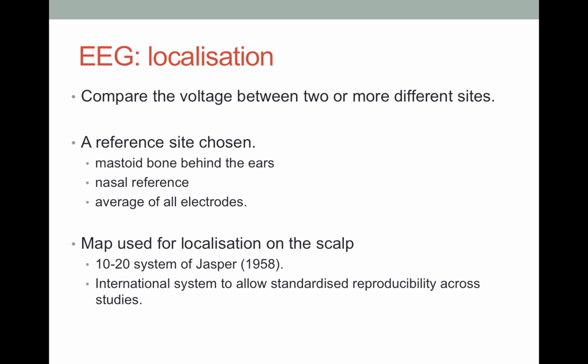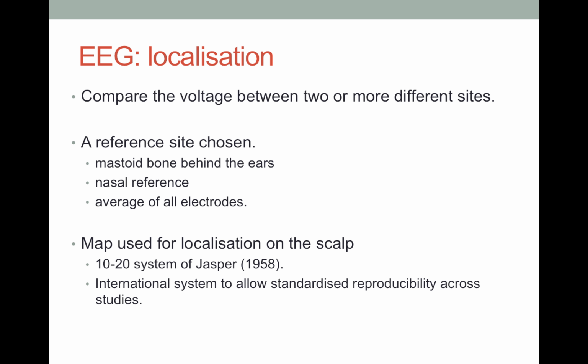To obtain an EEG measure, you need to compare the voltage between two or more different sites. A reference site is often chosen that is likely to be relatively uninfluenced by the variable under investigation. One common reference point is the mastoid bone behind the ears, or a nasal reference. Another alternative is to reference to the average of all electrodes.